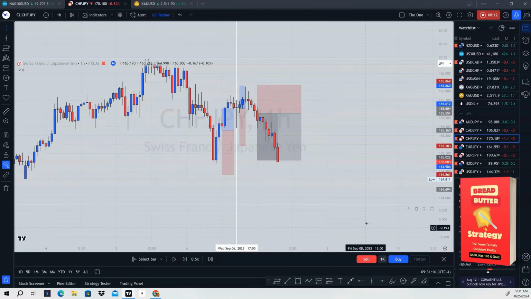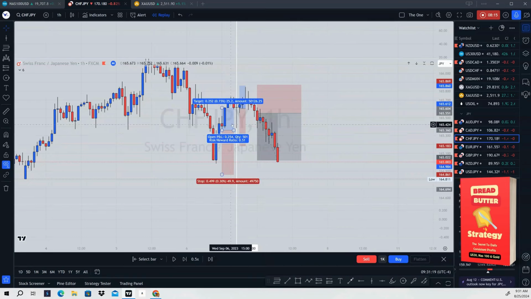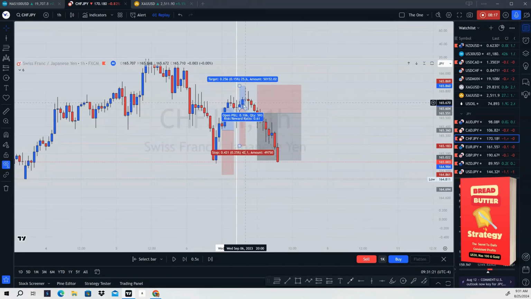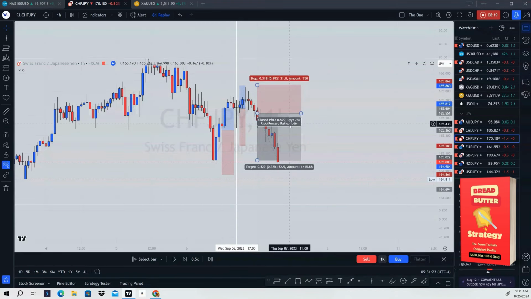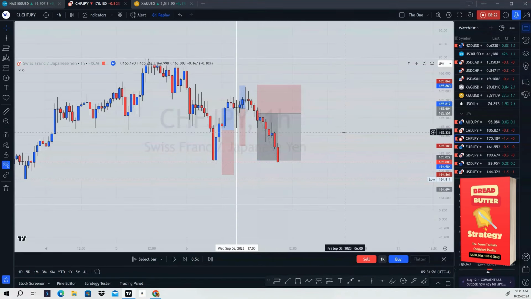Boom, we hit TP. Okay, so we got 25 pips here, almost got 25 pips here, and we got 52 pips here. Okay, so this is an example of a trend trade.